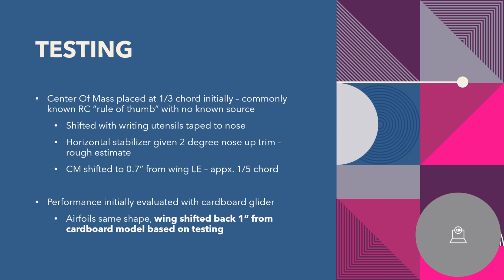When I began testing, I decided to construct a cardboard test model. It was exactly identical to my full-scale conception of my regular glider. In order to place the center of mass initially, I decided to place it at about third chord. This is a commonly known RC rule of thumb with no particular known source. So I decided to shift the center of mass by taping writing utensils to the nose of the cardboard glider. In addition, after the initial test run, I decided to add a 2-degree nose-up trim based off of a rough estimate.